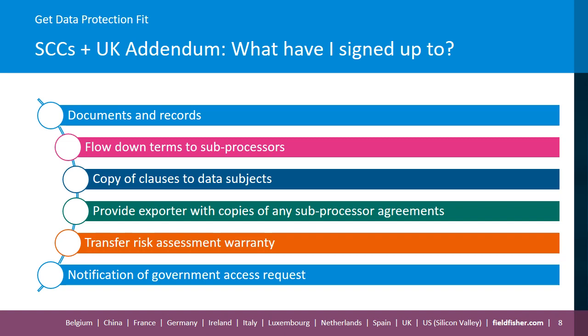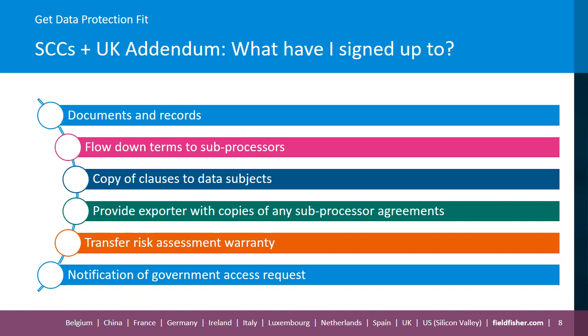Next up, if you're a processor, you need to flow down terms to your sub-processors, noting that the SCCs require these to be the same data protection provisions, not just similar. Whilst this may seem quite onerous, this is the same requirement as you would find in Article 28.